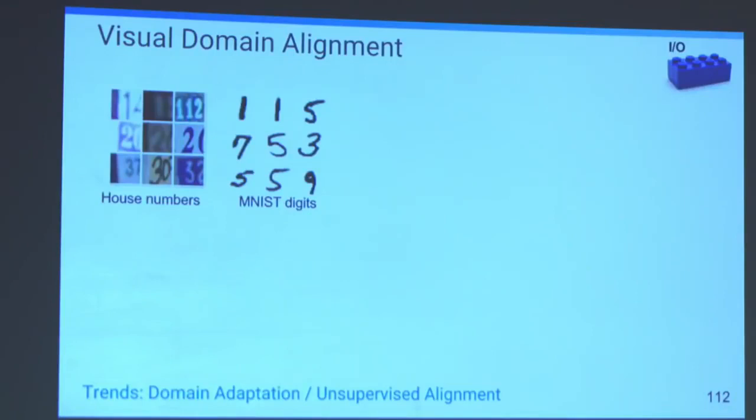So what do I mean by visual domain alignments? Here's a few examples. You could have street view house numbers and MNIST digits. Clearly they're talking about roughly the same thing, I mean numbers, but the actual style and structure of the images is very, very different. To a human, it's easy to see which ones match up, but to get a computer to get that without manually labeling it is very tough.